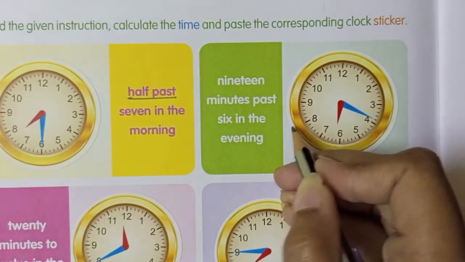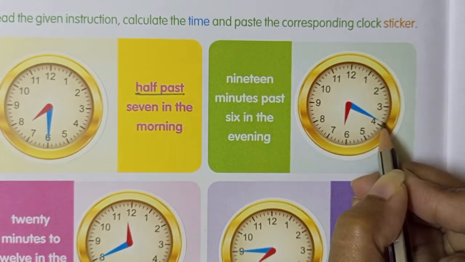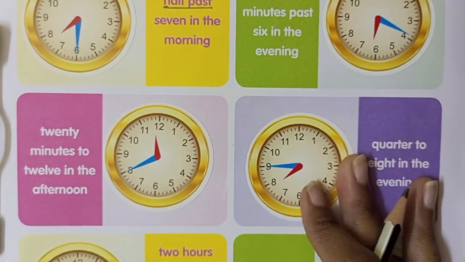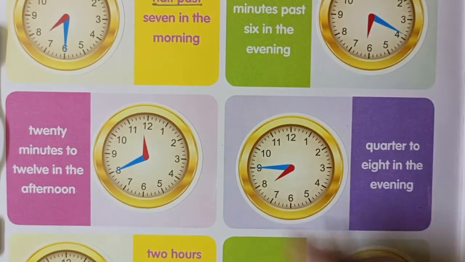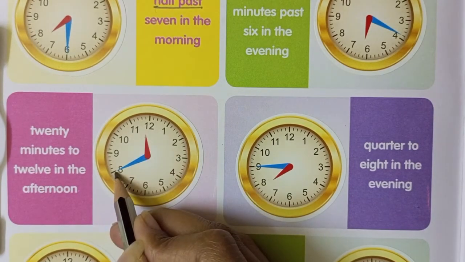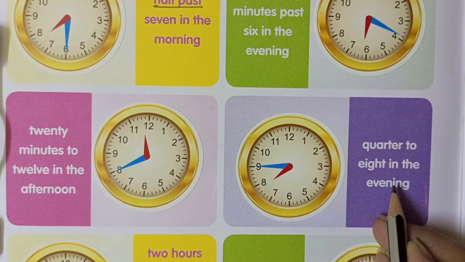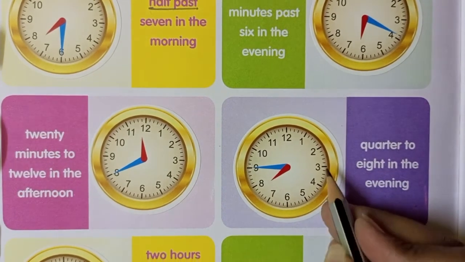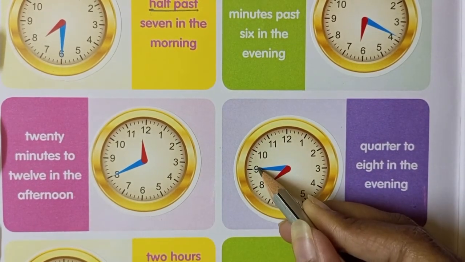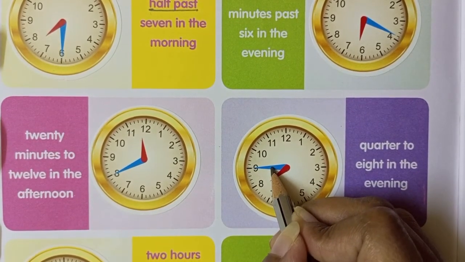And next one. 19 minutes past 6 in the evening. This is 6 o'clock and here 19 minutes are over. Next one. 20 minutes to 12 in the afternoon. So the time is 11 hours 40 minutes. Next one. Quarter to 8 in the evening. So the time is 7 hours 45 minutes. This red hand shows the hours and the long blue hand shows the minutes.